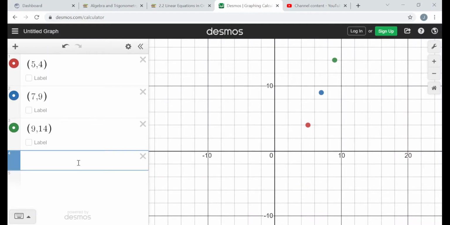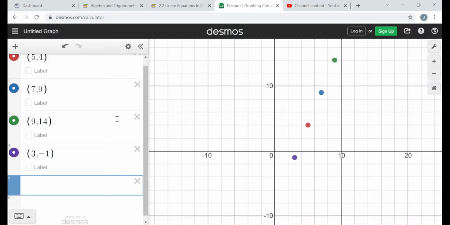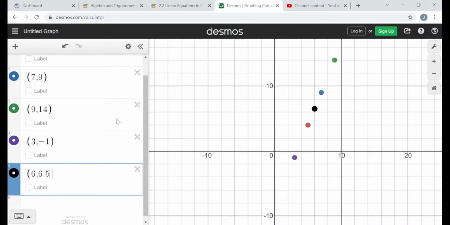Then use 3, -1, right? 3, -1. And again, hopefully you're noticing that all these points look like they're falling on the same line that's rising to the right. 3, -1. Then I used some fraction stuff, decimals. We had 6.5, right? And look at that.